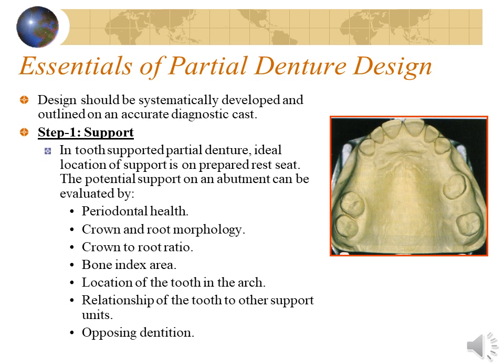The type of rest and amount of support required must be based on interpretation of the diagnostic data collected from the patient. In evaluating the potential support an abutment tooth can provide, consideration should be given to periodontal health, crown and root morphologies, crown to root ratio, bone index area, location of the tooth in the arch, relationship of the tooth to other support units, and opposing dentation.